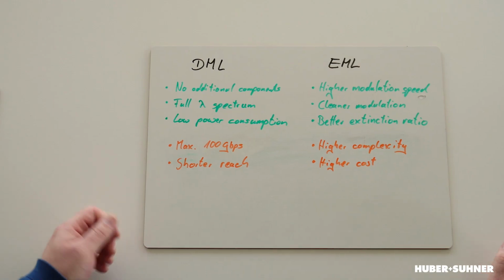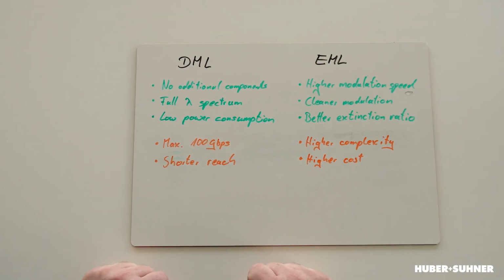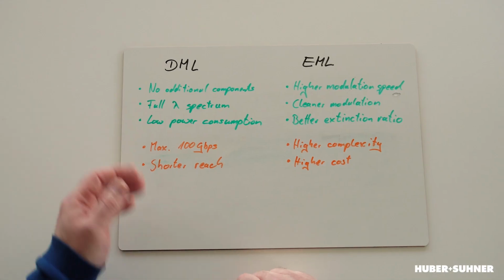So we had two solutions, the DML and the EML. As always, there is not only one solution which is the best. It really depends on which transceiver you want to build and what your situation is. For example, the DML has the big advantage that it's a mature technology and you don't need any additional parts. The disadvantage is it's limited to 100 gigabit per second because you cannot switch the laser on and off faster, and it's only for short reaches.